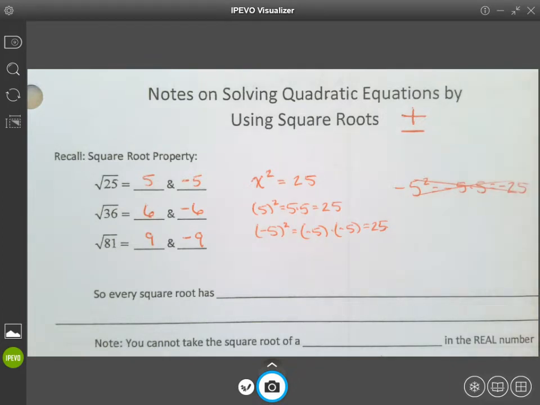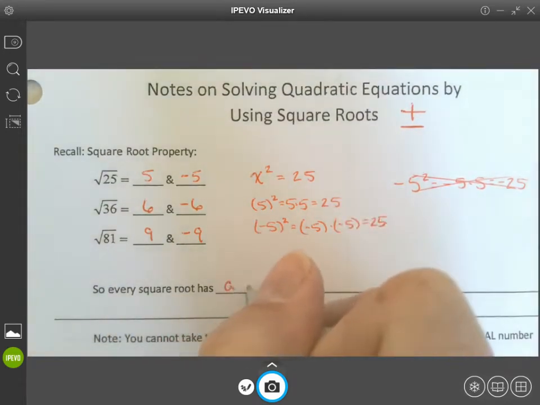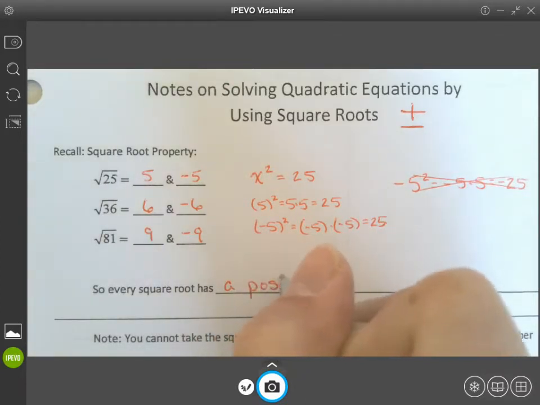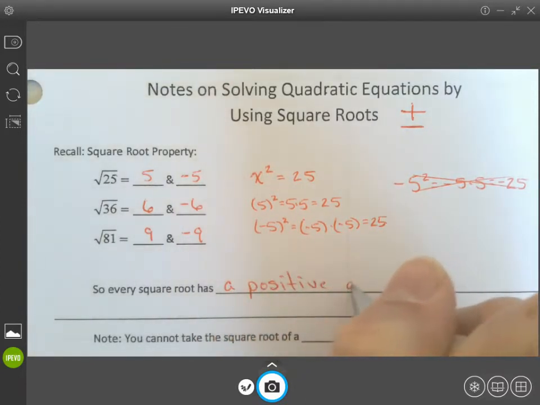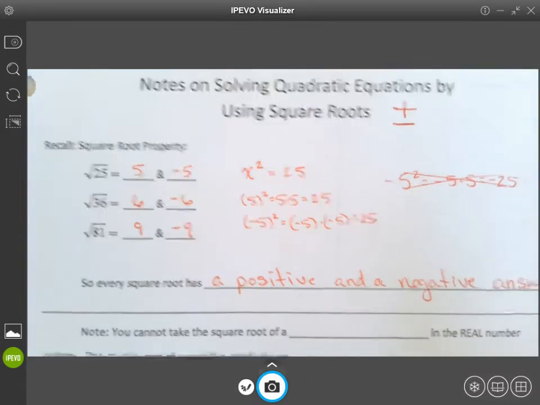When you're solving a quadratic, you're going to get two answers. It could be a positive or it could be a negative. All right, so every square root has a positive and a negative answer. Okay, every square root will have a positive and negative answer.